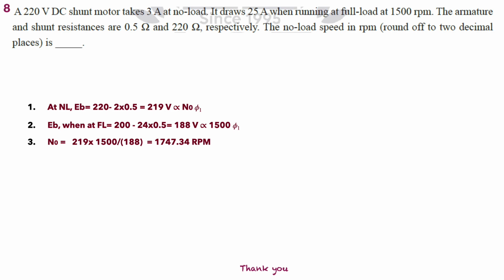Now it's very simple. Again, cross multiplication, etc. So we see that N0 is equal to 219 into 1500 divided by 208, that's equal to 1579.34 rpm.